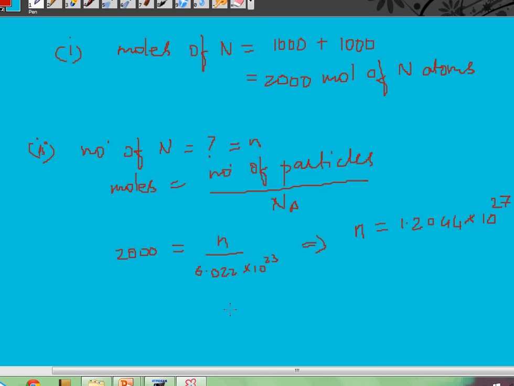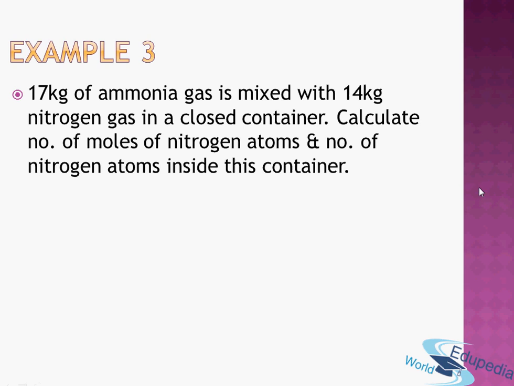Alright, this will be your answer for the second part of the question: the number of atoms of nitrogen is equal to 1.2 into 10 to the power 27. That is 2000 mole for the first part and that many atoms for the second part.